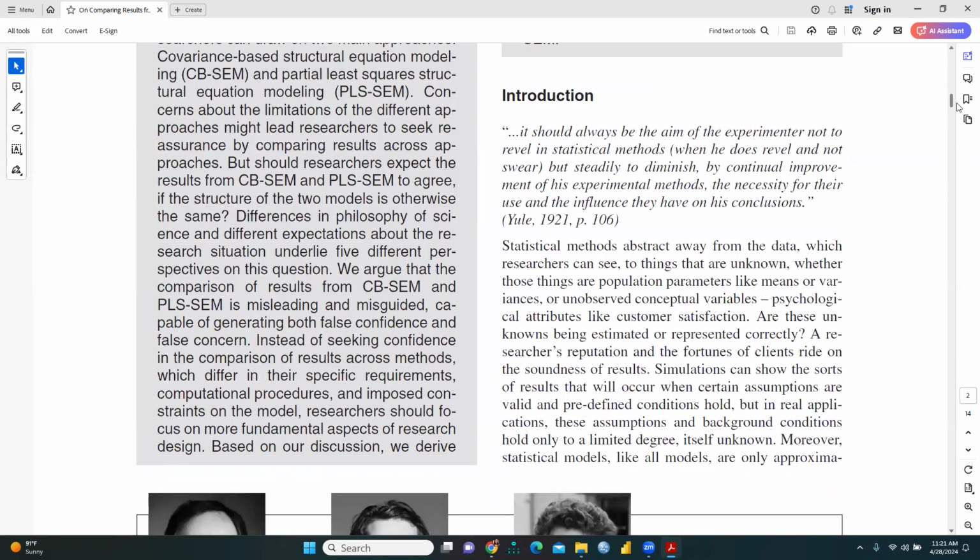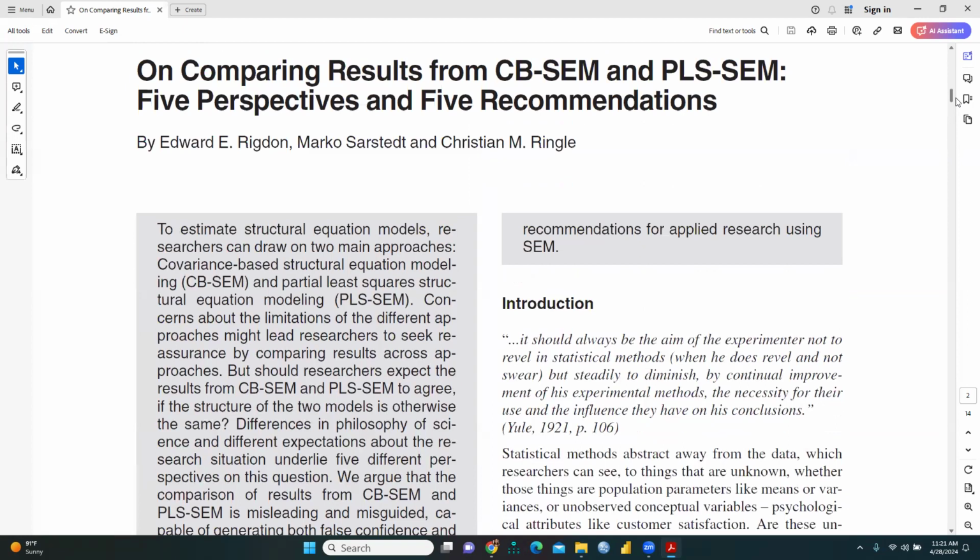I would suggest everybody should follow this paper because it gives a clear distinction between CVSEM and PLS-SEM on the basis of five perspectives. CVSEM and PLS-SEM basically differ in philosophy of science and in their expectations about research situations. Now we will go through this paper.